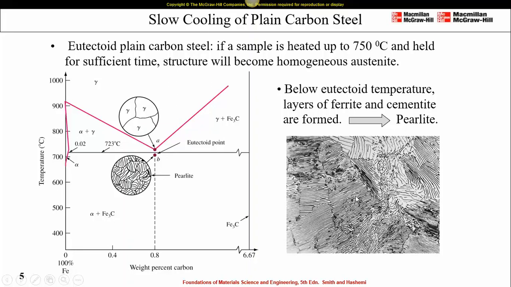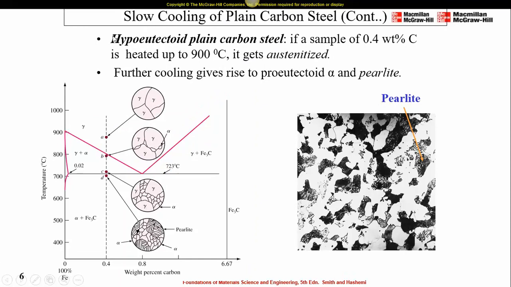ferrite and cementite. Let's consider the slow cooling of a hypoeutectoid steel. For example, a sample of 0.4 weight% carbon that's initially heated to about 900 degrees Celsius and held for enough time so that it is austenitized, so that the sample becomes homogeneous austenite, homogeneous gamma.